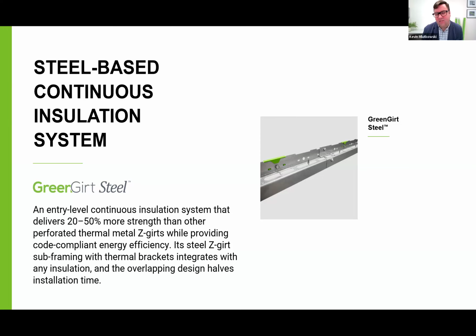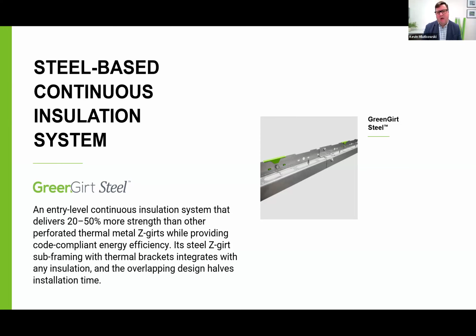Also, the highest thermally efficient steel-based system on the market, from both Class 2 and the standard steel Z-girts. Thermal efficiencies well into the 90% for some of the different configurations. So knowing that when you use Green-girt Steel, you will be getting the best, most thermally efficient steel-based system on the market today.